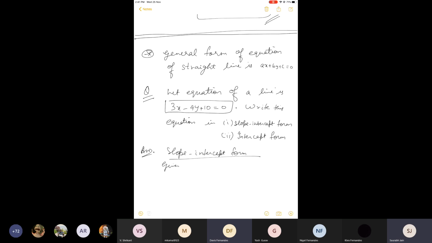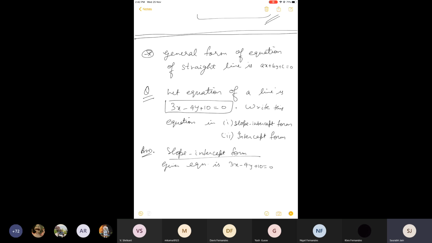Then the coefficient of x will be the slope. But should it be 4y on the right hand side or any other side? We should take 4 in the denominator. Yeah, now it's correct. Good. So the given equation is 3x minus 4y plus 10 equals 0.